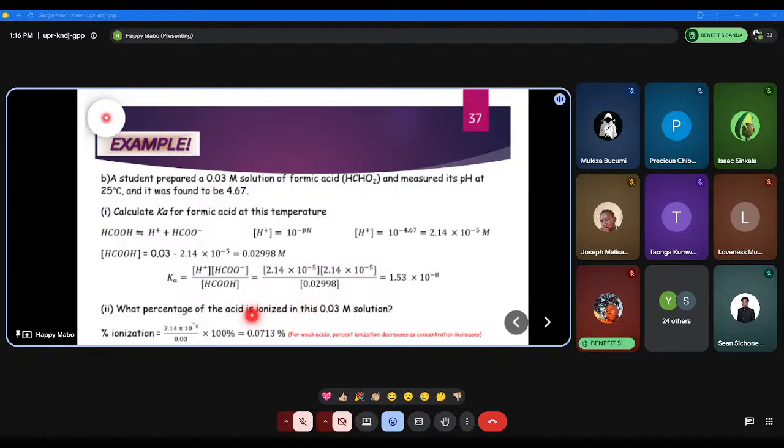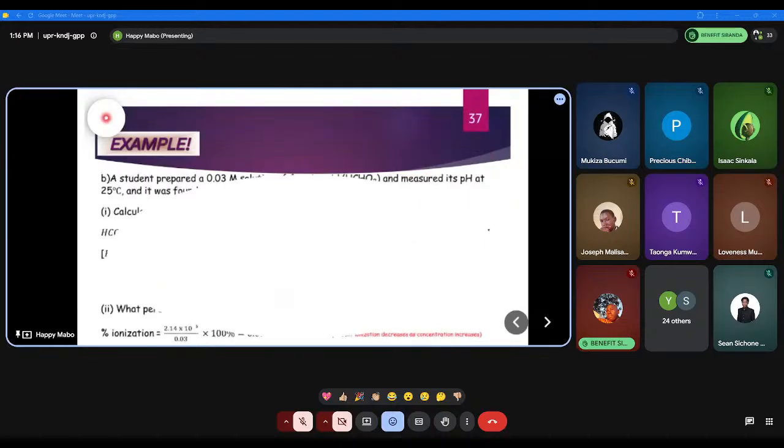Okay, so notice that for weak acids, percentage ionization decreases as the concentration increases. So the higher the concentration, the less your acid is going to dissociate. The more it is diluted, the higher the dissociation in terms of the percentage. Okay, that's how we're supposed to answer these questions.